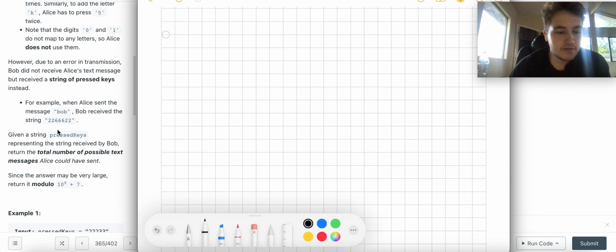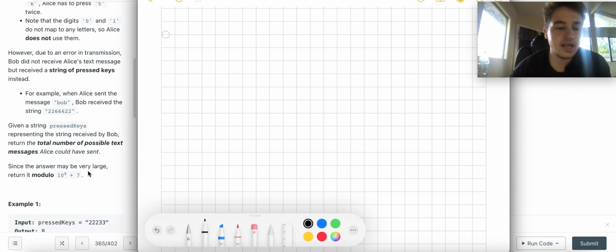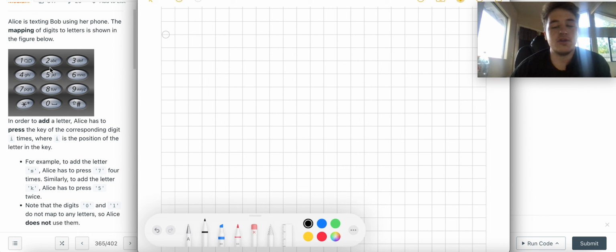Given a string pressedKeys representing the string received by Bob, return the total number of possible text messages Alice could have sent. And since this can grow quite fast, we want to return it modulo 10 to the 9 plus 7. All right, so what's the issue?